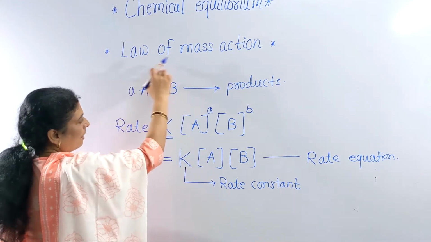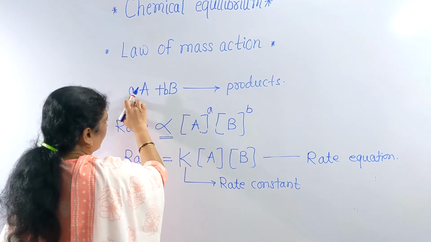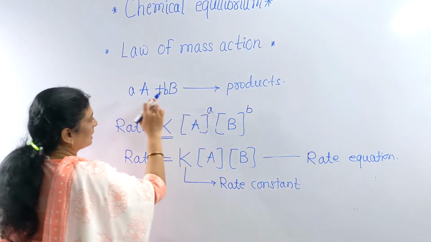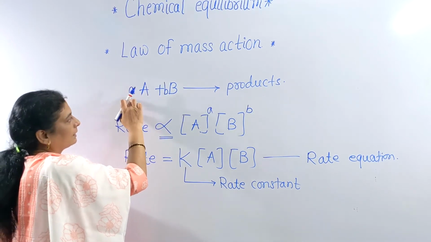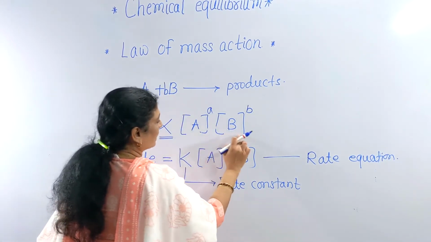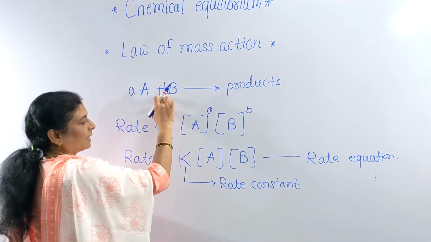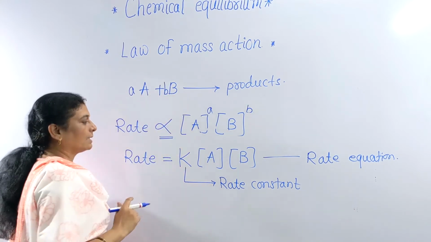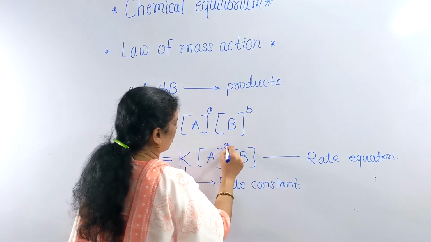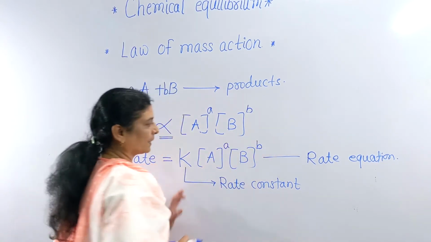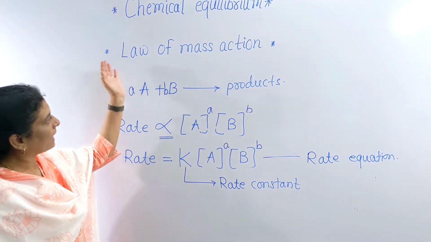According to this law of mass action, rate of the reaction is directly proportional to concentration of A raised to a. What is a? a is the stoichiometric coefficient of this reactant A, and this reaction is balanced. Concentration of B raised to b, where b is the coefficient of B in this balanced reaction. And so rate is equal to K into concentration of A raised to a into concentration of B raised to b. Like this, you can change the statement for law of mass action.